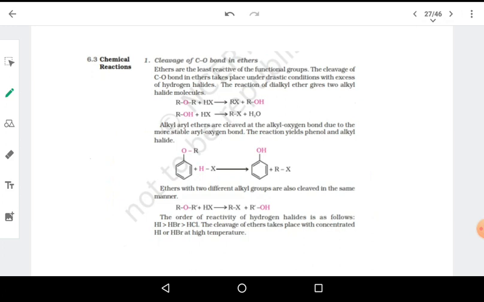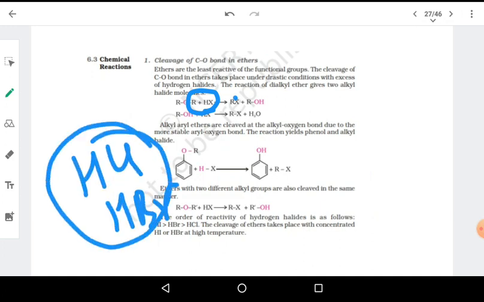Next is the chemical reactions of ethers. So when we talk about the chemical reactions of ethers, the first one is reaction with HX. What is HX? HX can be HCl, HBr, anything. And what is the order of reactivity? HI greater than HBr greater than HCl. This is the order of reactivity.